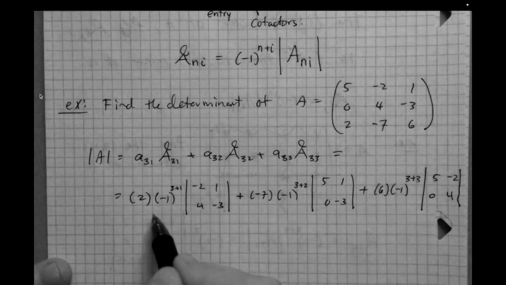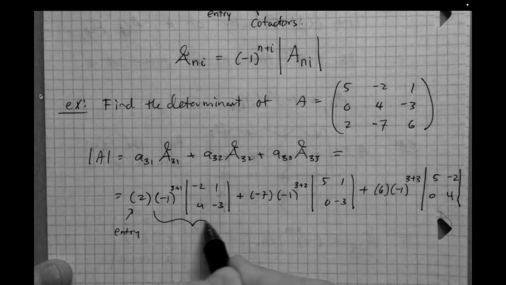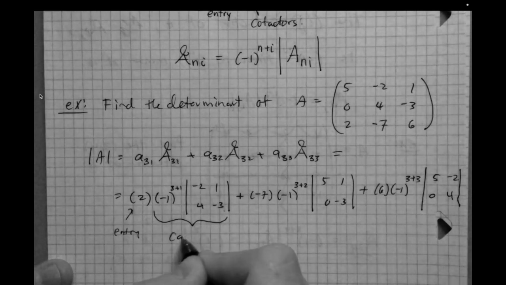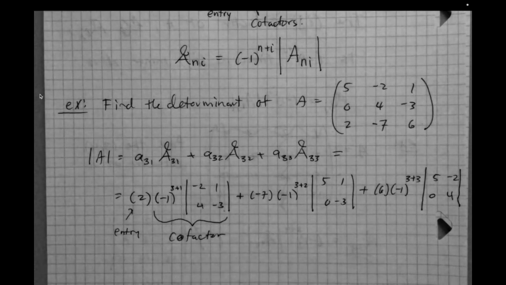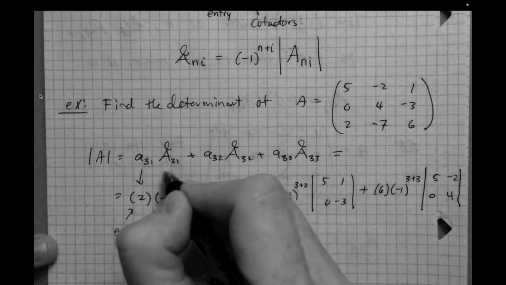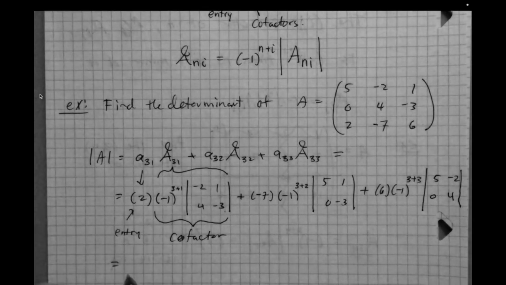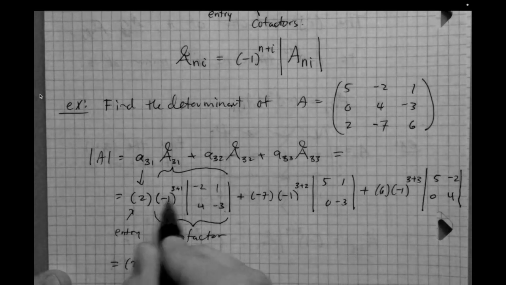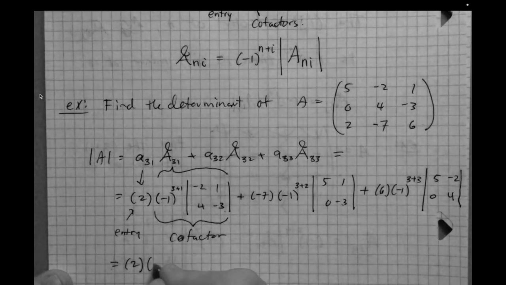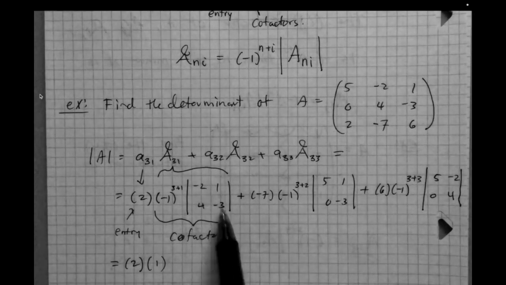All right, so this part here again is the entry, and this part here is the cofactor, just to make plain what's going on here. Okay, and we can go through and calculate all of this. So I've got a 2, and then that's -1 to the 4th power, so it's just 1. And then this determinant here is going to be 6 minus 4.